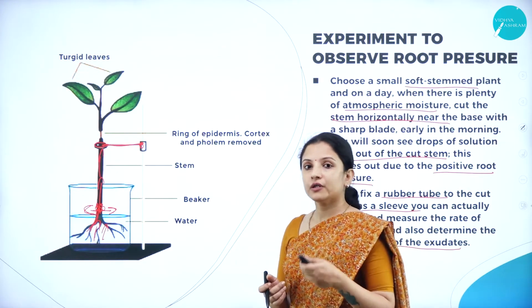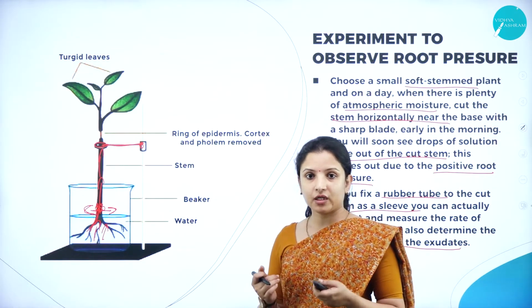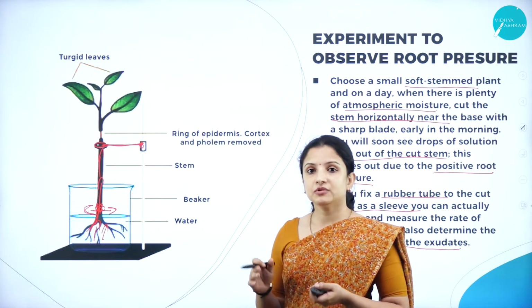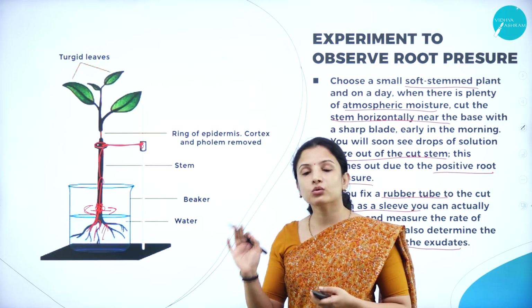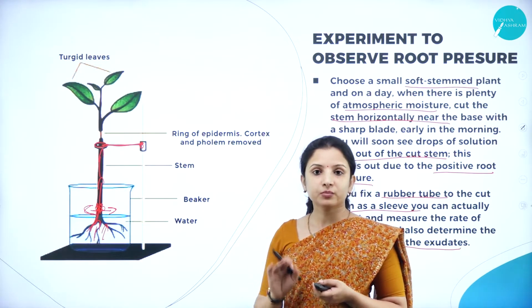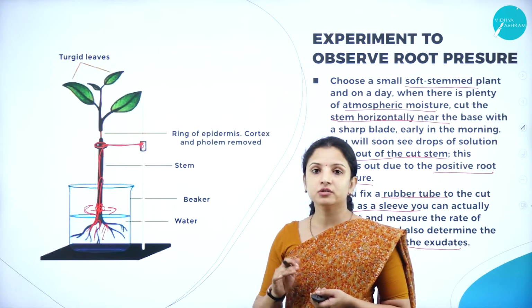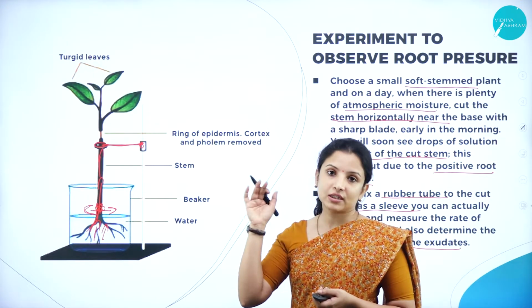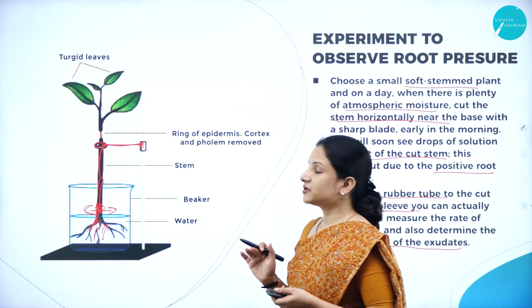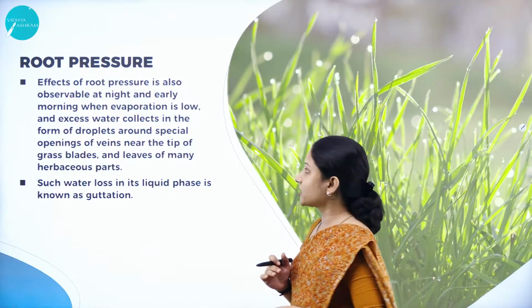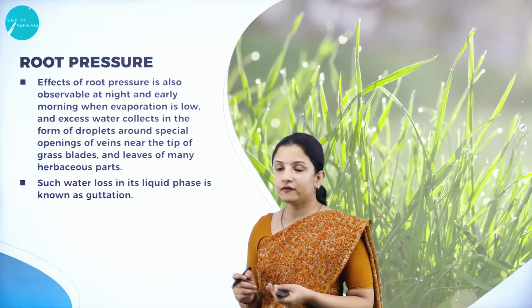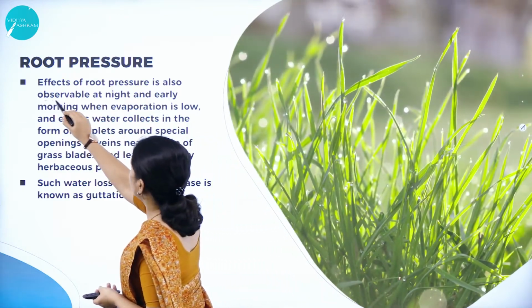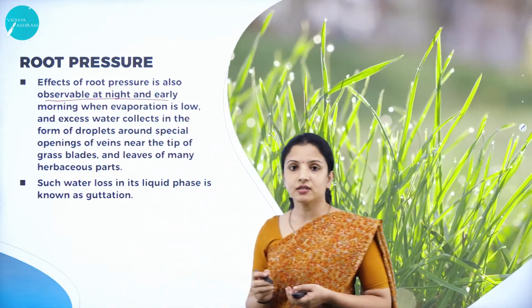So therefore we all know that root pressure is very important, but sometimes the plant cannot depend only on the root pressure, because the root pressure can carry water molecules or ions only to certain distances. Other times they have to depend on the transpiration pull.